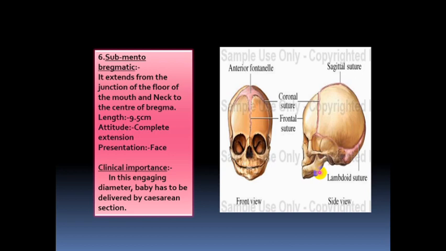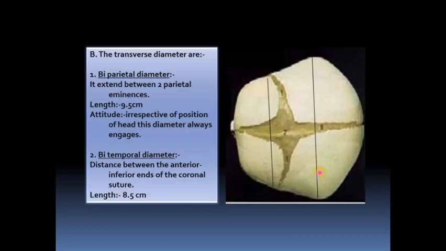This is the longitudinal diameters of the fetal skull. For transverse diameter, we have two types. The first one is the biparietal diameter, which is the largest transverse diameter, extending from one parietal eminence to the opposite parietal eminence, and it accounts for 9.5 centimeters, which is the largest diameter.